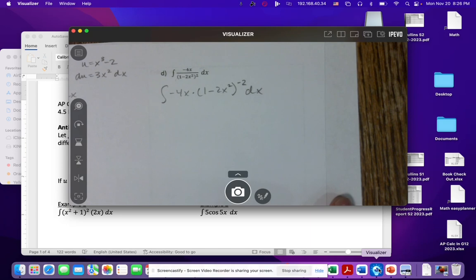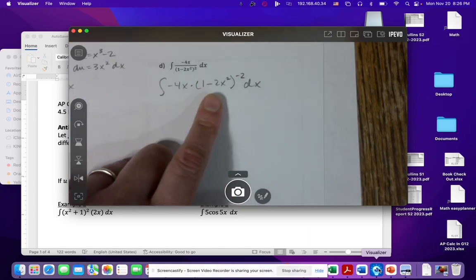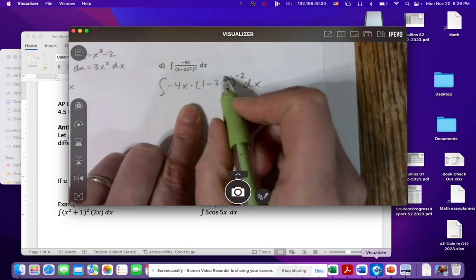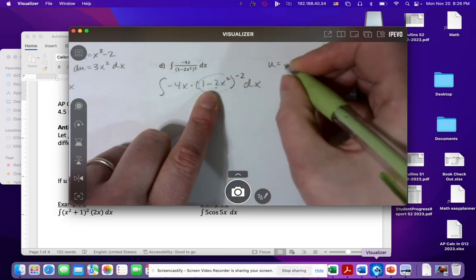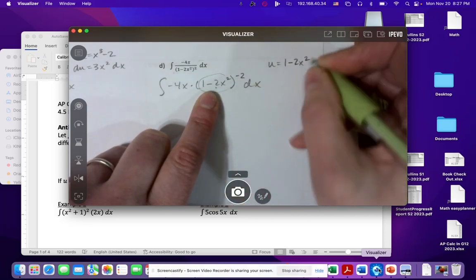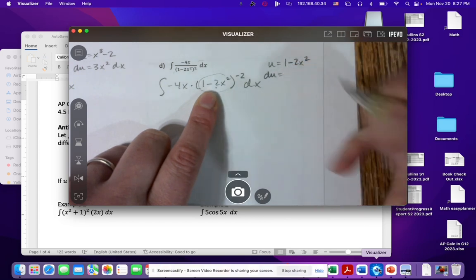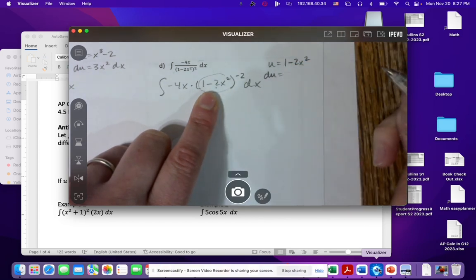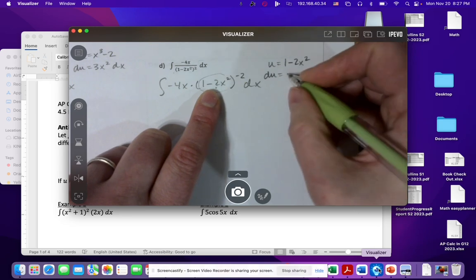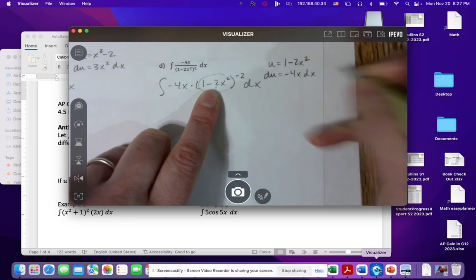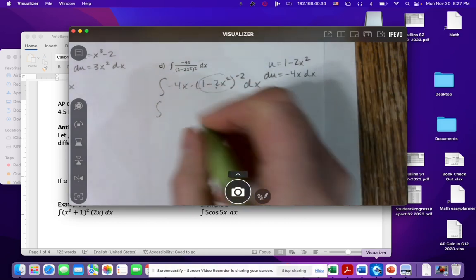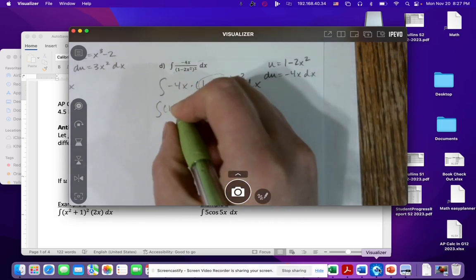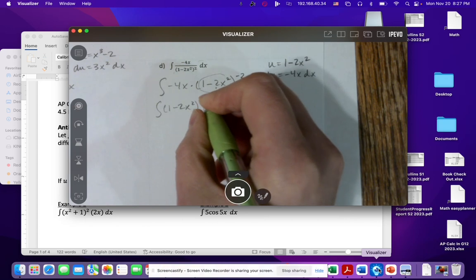And then I've got to figure out what is going to be my u. So this is the part of the function that obviously looks like the inside, 1 minus 2x squared. I'm going to let that be my u. So then my du would be, well, the 1 will be gone when we take a derivative of a constant, that's 0. So I'll have negative 4x dx. And that's exactly what I've got here. So let's rearrange. So (1 minus 2x squared) to the negative 2 power.